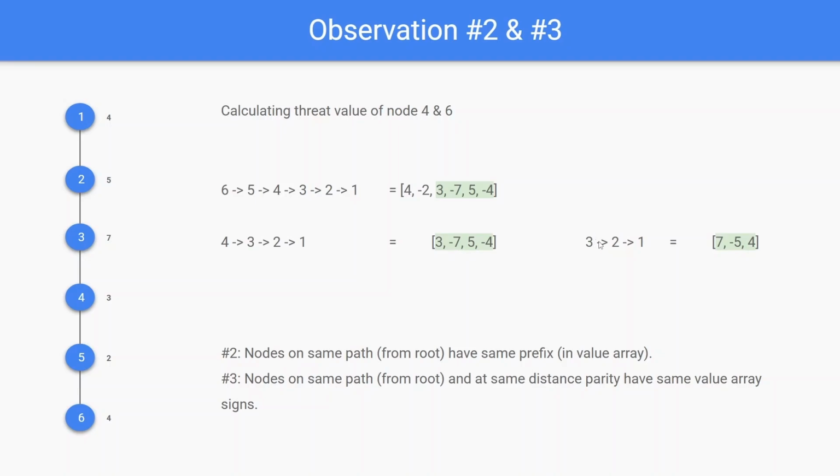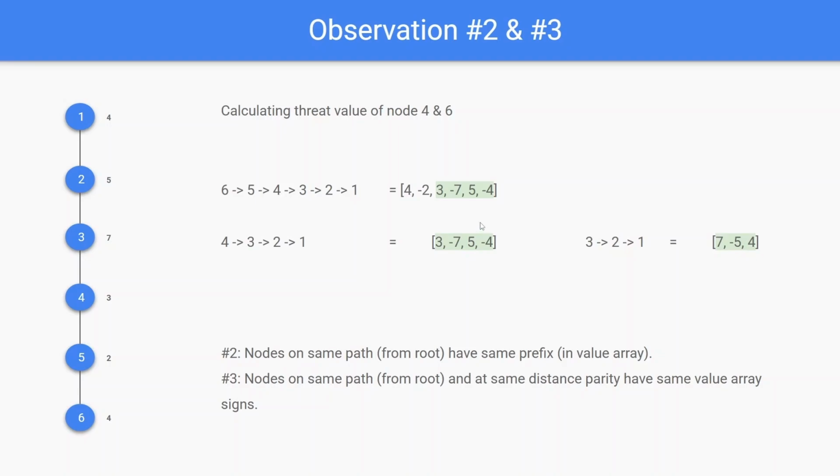So you can't just utilize node 3's prefix to calculate the result for node 4's prefix, because they would have different signs. For node 4, 3 would be positive and 7 would be negative. For node 3, 7 would be positive, right? So all of the nodes which are at the same distance parity will have the same sign. All nodes at odd distances have the same value sign, and all nodes at even distances have the same signs also, right?